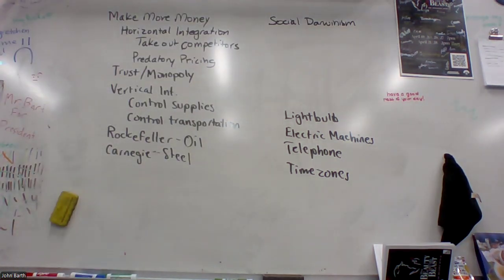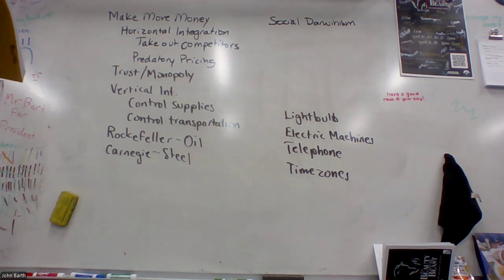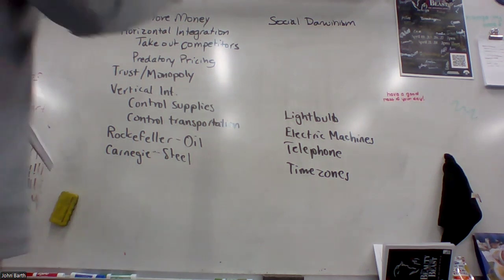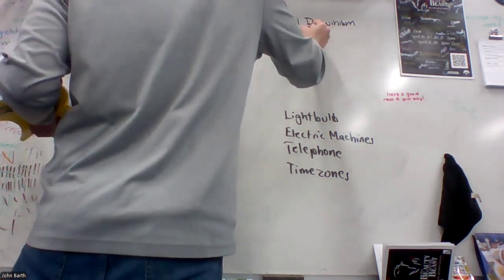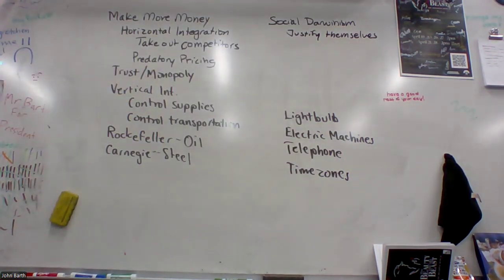Social Darwinism. So remember, Darwin has the theory of survival of the fittest. And so what they're arguing is, since they're successful, they must be the strongest, fittest, smartest, hardest working, which implies anyone who's not super rich is not working hard and is not smart and whatever, right? So that's them trying to justify themselves. But that doesn't make other people feel good about themselves.